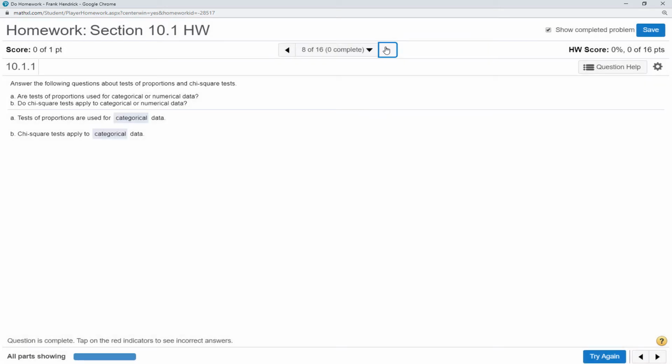Answer the following questions about tests of proportions and chi-square tests. Are tests of proportions used for categorical or numerical data? Used for categorical data. The chi-square test applies to categorical data.